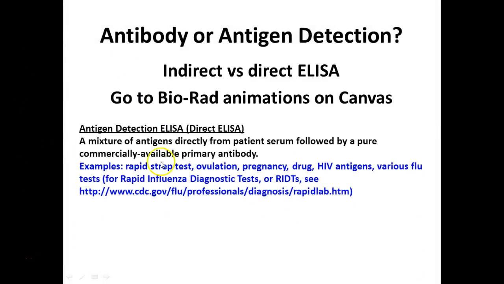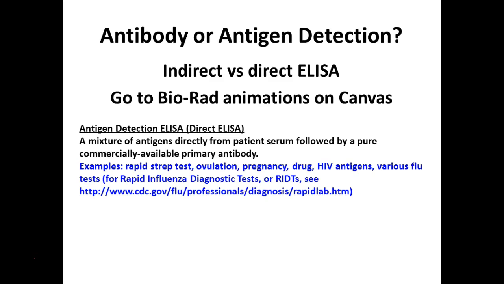So what are types of antigen tests? So these are if the person has the antigen. So here's some examples. Rapid strep test is looking for the antigen for the bacteria that causes strep. When you ovulate, what do you produce? Luteinizing hormone. Could that be considered an antigen? Can we use an antibody that recognizes it? You betcha. That's how these tests work.